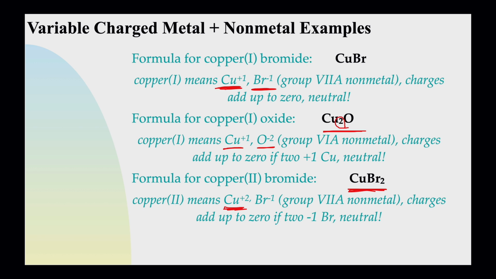Those Roman numerals are really important for the variable charge metals. And again, it's all the metals that are not in groups 1A, 2A, or the stairs. And the Roman numeral is really important to tell what the charge is. If you're starting with the formula, use the non-metals to see how this all works out.